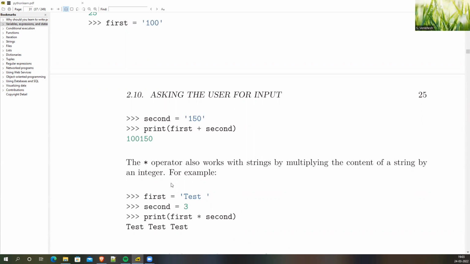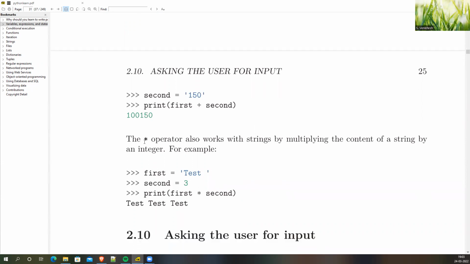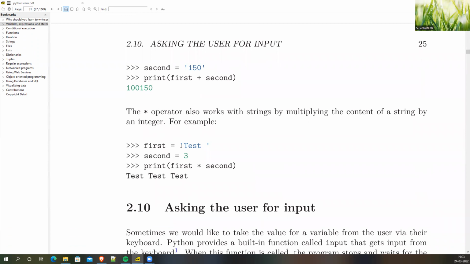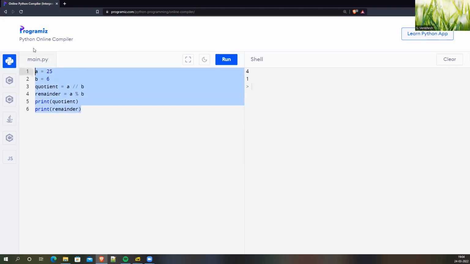Similarly, you can also do repetitions of strings by using the multiplication operator. How is that? First is a string. Second is now an integer. And when you say string times the integer, it means it will repeat that string multiple times. That is all it is. So let's quickly check those two things as well.